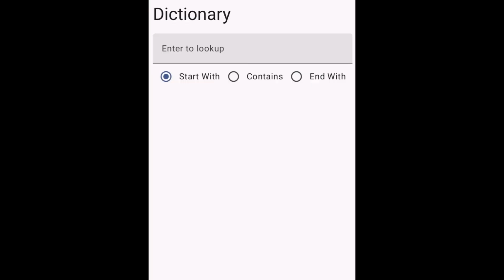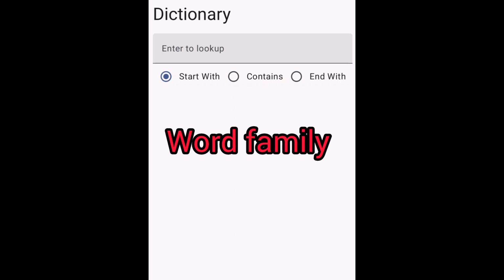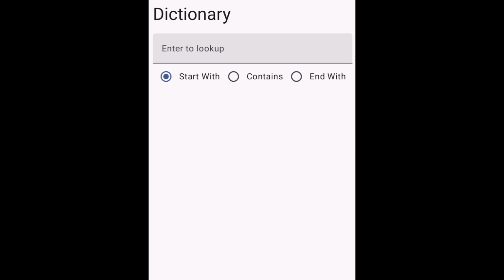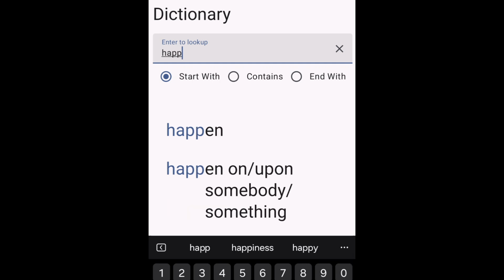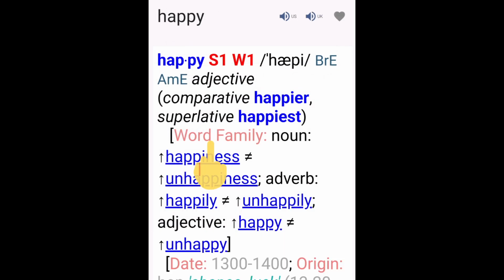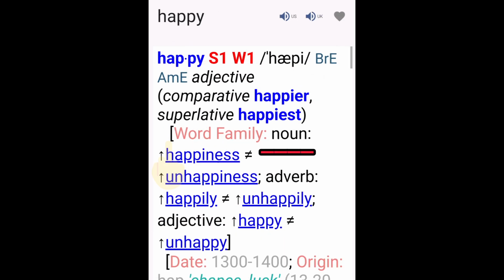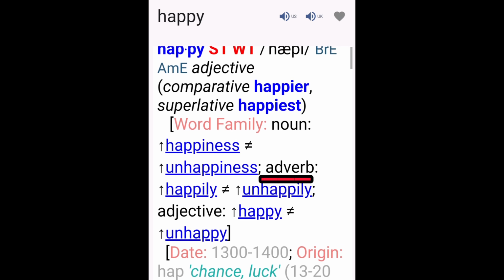The next step is checking the word family. A word family is a group of words that come from the same root. This includes the noun, adjective, verb, and adverb forms of a word. For example, let's look up the word happy in the dictionary. Happy, happiness, happily. Knowing the word family is extremely useful for improving your language skills.